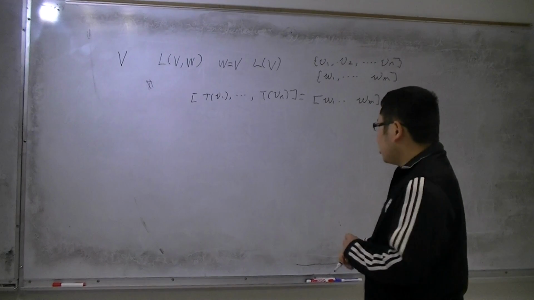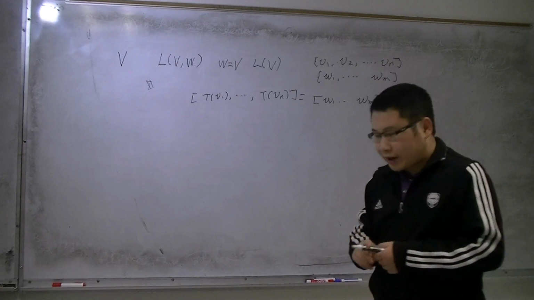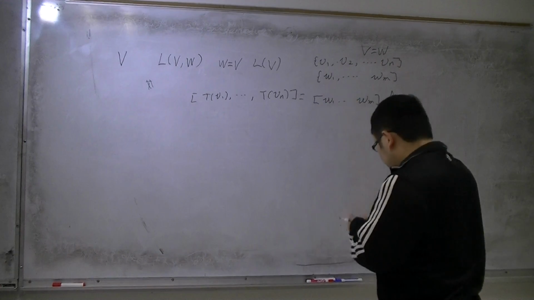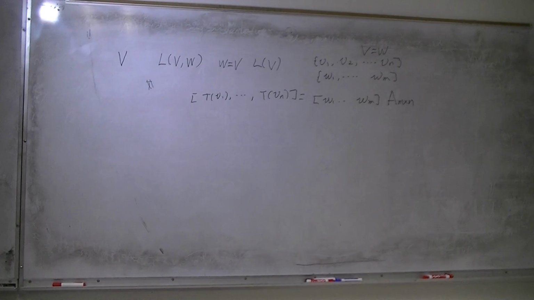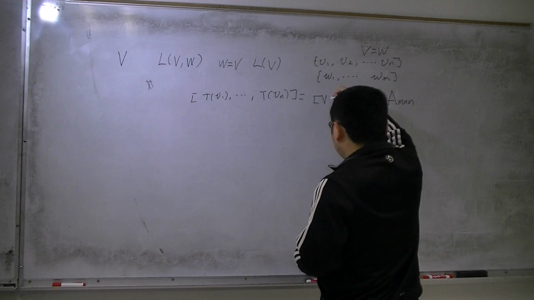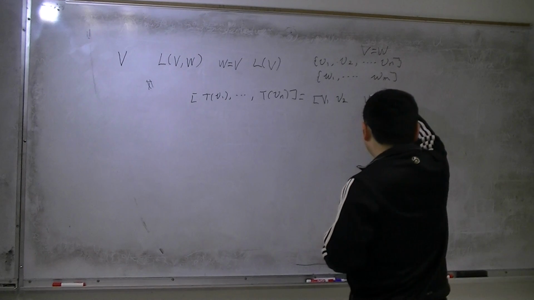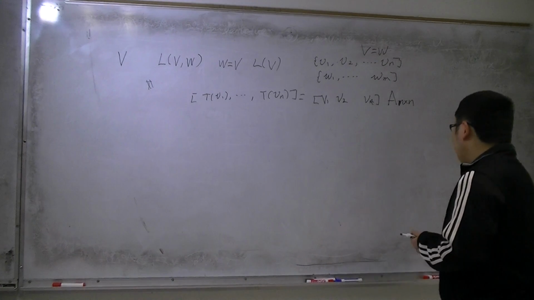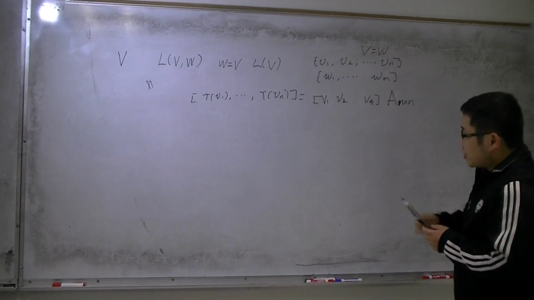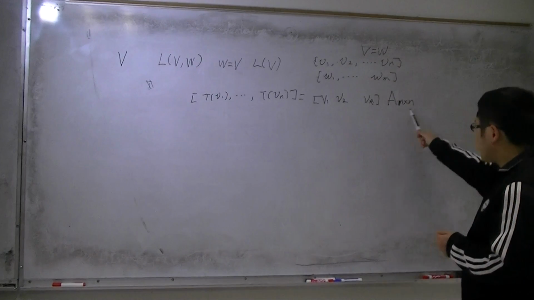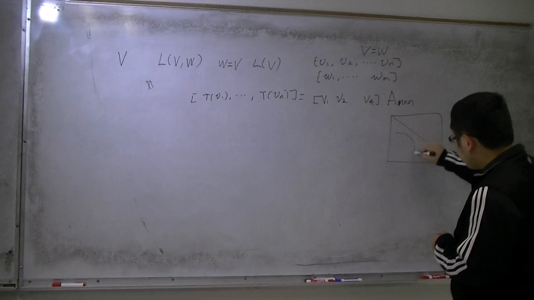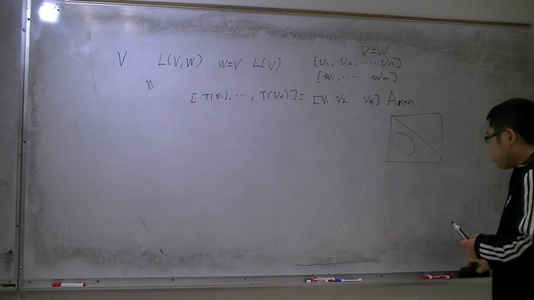And I have already proved that we can choose some specific basis for a complex vector space. If V is equal to W, we call the basis V1, V2, Vn, and this becomes a square matrix. For a complex vector space, we can choose a specific basis to make this matrix upper triangular, which means that A can be of this form, with zeros below. We can choose this basis.